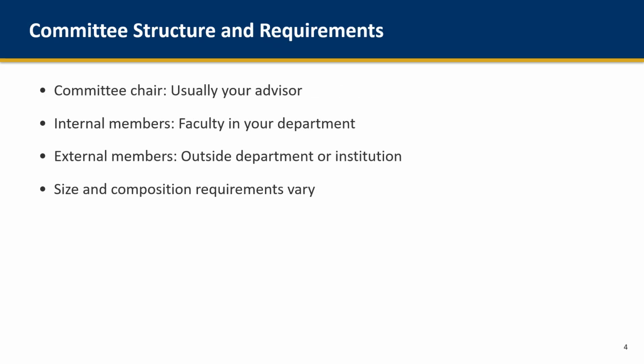Committee structure varies by institution and program, but common patterns exist. Understanding your specific requirements is essential. The committee chair is usually your advisor, though some programs use different terminology or allow co-chairs. The chair coordinates committee activities, has primary responsibility for guiding your work, and often wields most influence over your progress. In some fields, the chair role is more administrative, while all members share guidance responsibility.